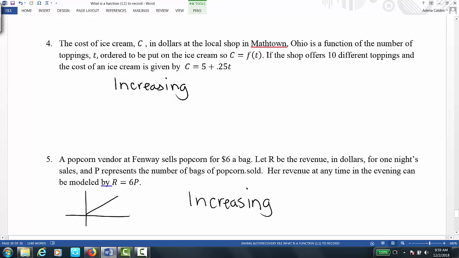So when I'm determining whether functions are increasing or decreasing, I'm always considering what happens as my independent variable increases. What happens to the dependent variable?